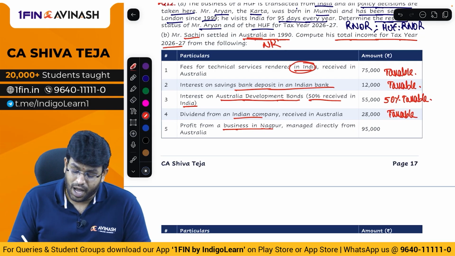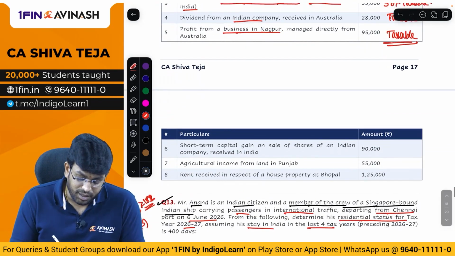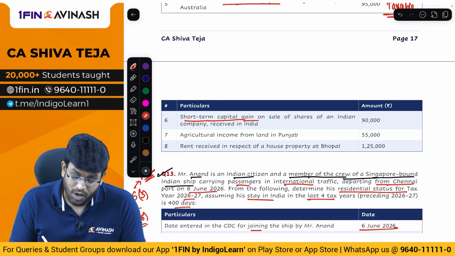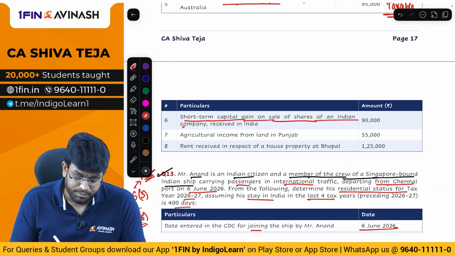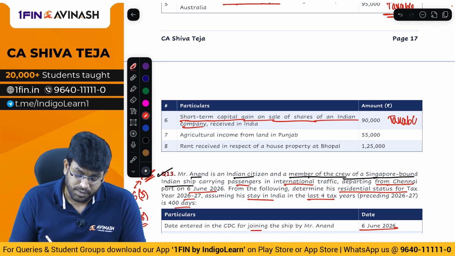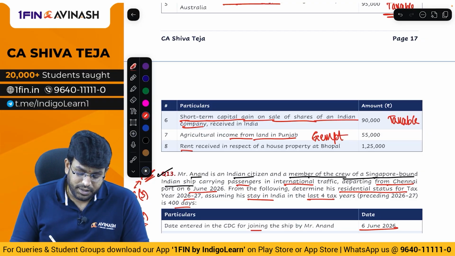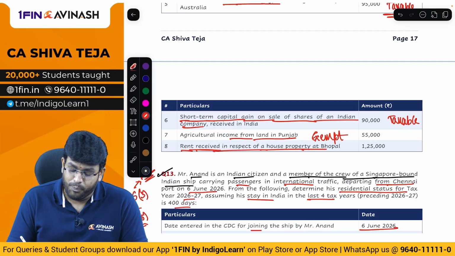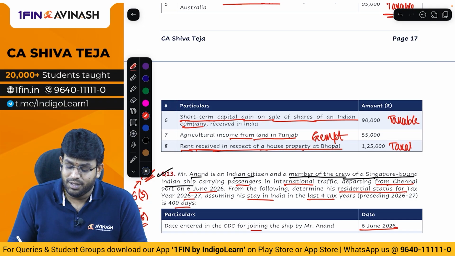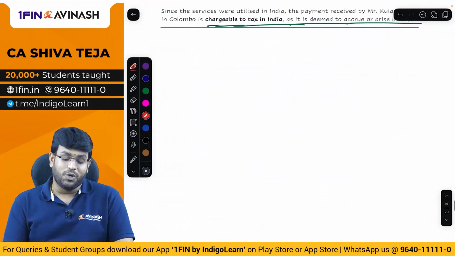Profit from business in Nagpur, since business is in Nagpur, that is also regarded as Indian income and will be taxable. Short-term capital gain on sale of shares of an Indian company, since it is sale of shares of Indian company, that is also taxable. Agricultural income from a land in Punjab, this will be exempt. Rent received in respect of property at Bhopal, this will be taxable. Very, very comfortable and easy questions, easy concepts.